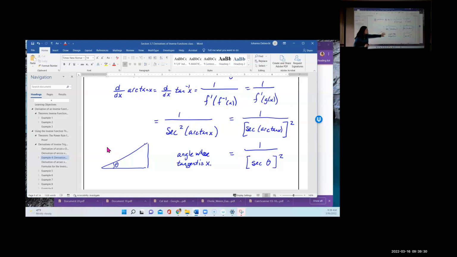Now, tangent is opposite over adjacent. So I can think of this as x divided by 1. So I need the opposite side to be x and the adjacent side to be 1. And then I can apply the Pythagorean theorem, and that will give me my missing side. So when I look for the missing side, this is going to have to be the square root of x squared plus 1. All right, so that's my missing side, the square root of x squared plus 1. Everybody follow how I got the triangle and I got the hypotenuse?